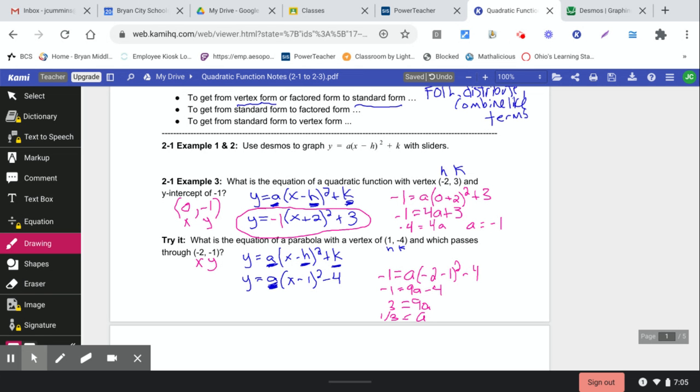Now we'll come back over here. We now know that a is 1/3. So here is the equation of our parabola. You can always check these things on Desmos. Just plug it in. You'll see that the vertex is 1, -4, and it goes through the point -2, -1.